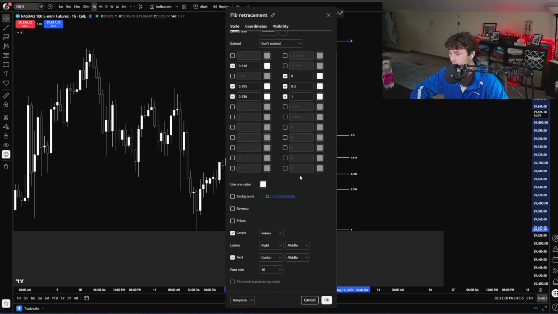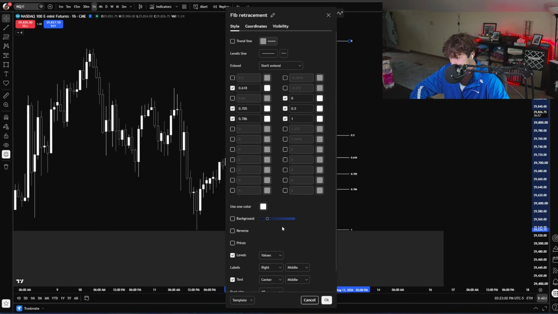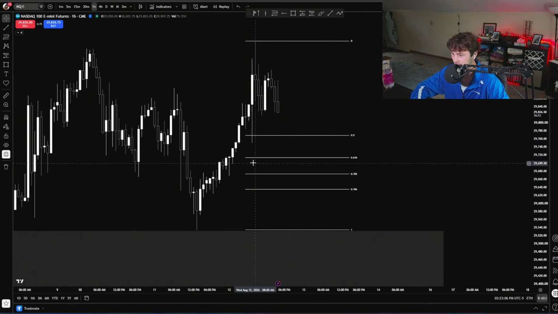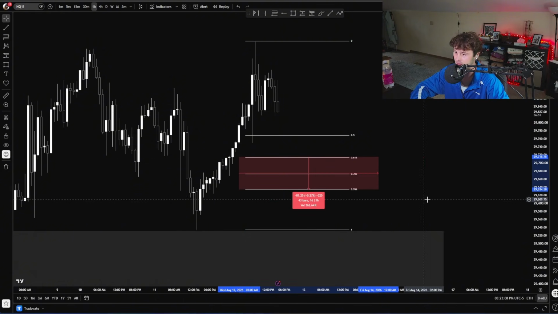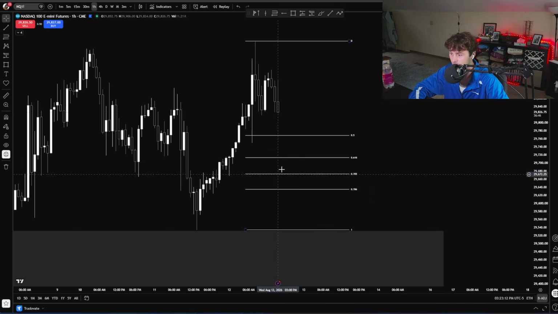Screenshot that, whatever. People always ask me for this. So here are the settings. But OTE is going to be the 628 level all the way down to the 786. That's optimal trade entry. So you want to be looking for your entries in OTE.